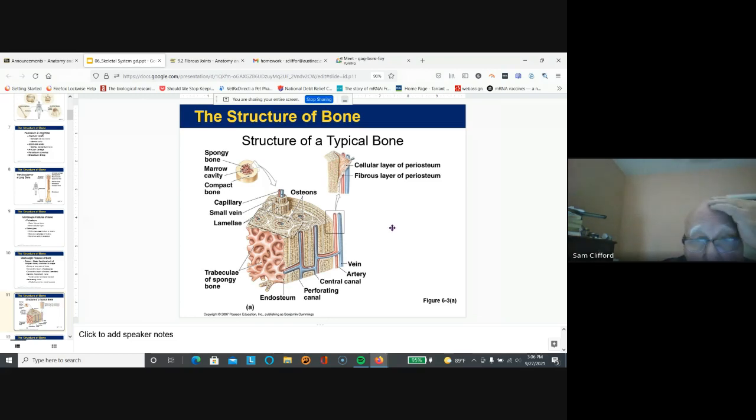So compact bone is made up of columns called osteons.